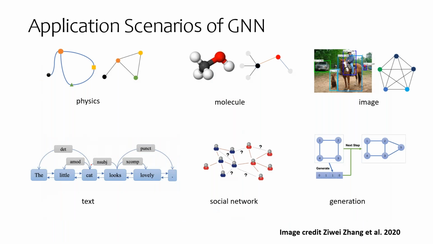The applications of GNN are in physics. We can apply it in molecules. In images, we can apply the GNN. In text, we can use it for dependency parsing. And in social networks, we can also use graph neural networks. And in graph generation, we can use GNN.